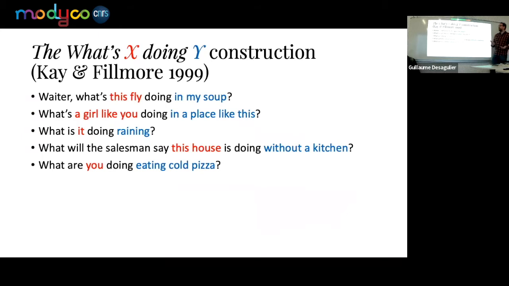One very famous example is the What's X doing Y construction. You find patterns like this, which you would typically find in a traditional grammar: English has this expression, and there are these semantics attached to it. In the 1999 paper, they have all these examples, and they try to analyze in a very formally precise, systematic way what this construction is. So, What's X doing Y: a girl like you in a place like this, this fly in my soup. Instead of distinguishing nicely between the combinatory rules, which are like syntax, and the words, a construction can have both words, can be partially filled in, partially schematic, partially abstract, or very specific.